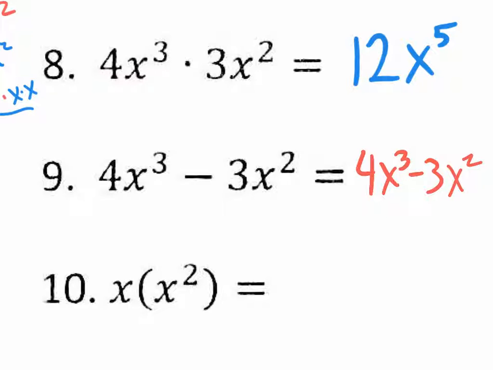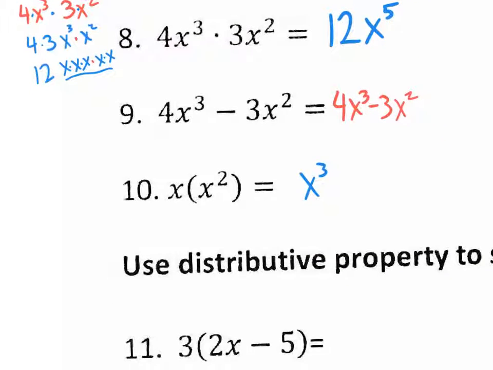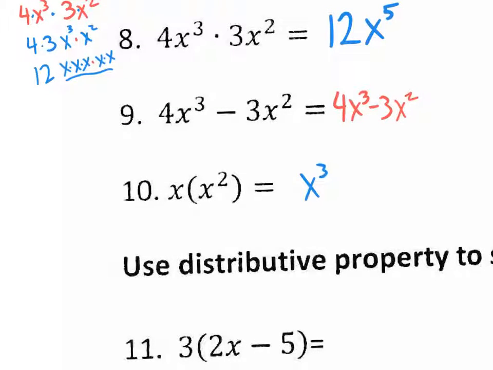How about number 10? x times x to the second. x to the third. Too easy. So when you're multiplying, that's when exponents change. Okay? Right here you had an x to the 1, and right here you have x squared. Add those exponents, it becomes x to the third. So when you're multiplying, exponents change.